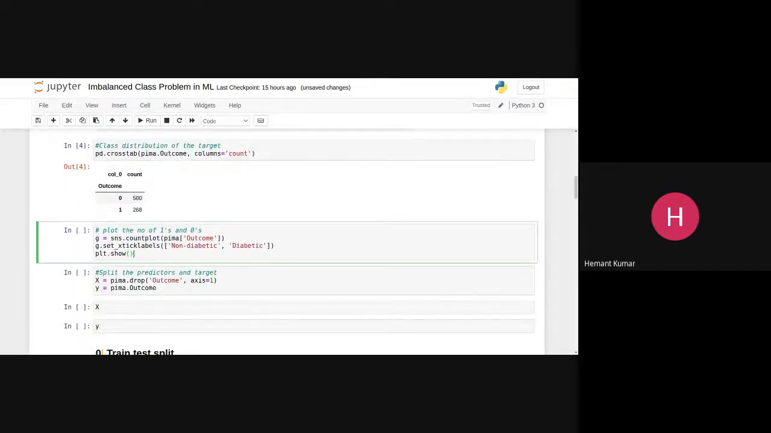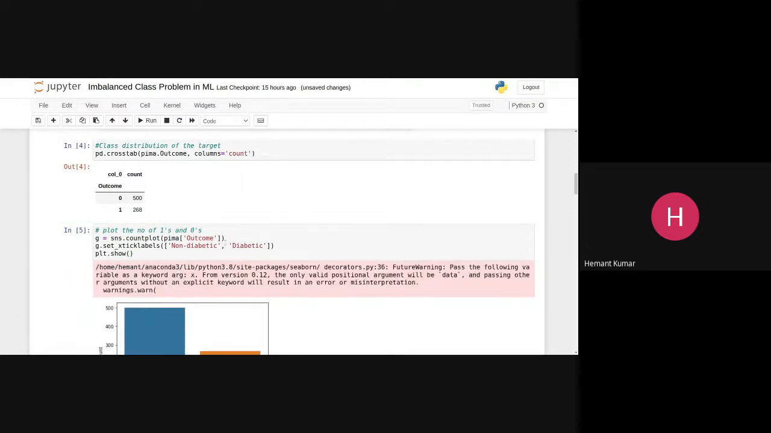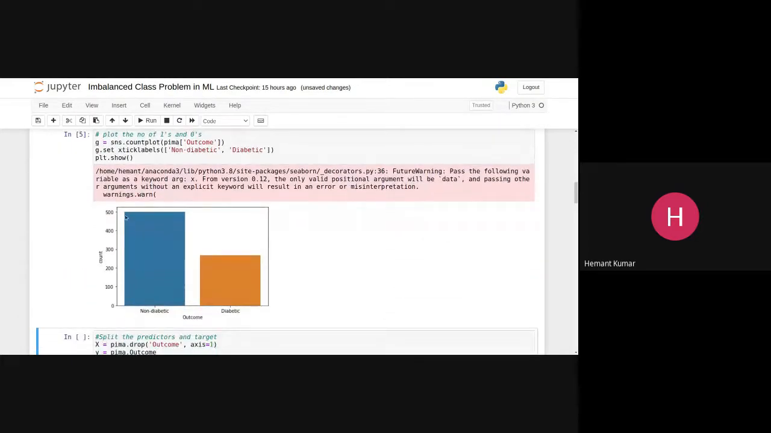We plot the diabetic and non-diabetic classes. Non-diabetic has 500 samples and diabetic has 268 samples. So this is the distribution of the classes.